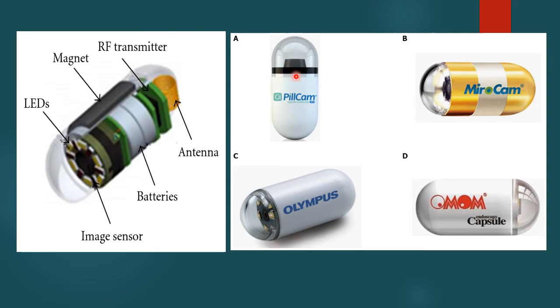Okay, these are the various components or contents of the capsule: image sensor, batteries, antenna, radio frequency transmitter, a magnetic strip, and also LED lights. These are the various marketed capsules that are available in the market today.